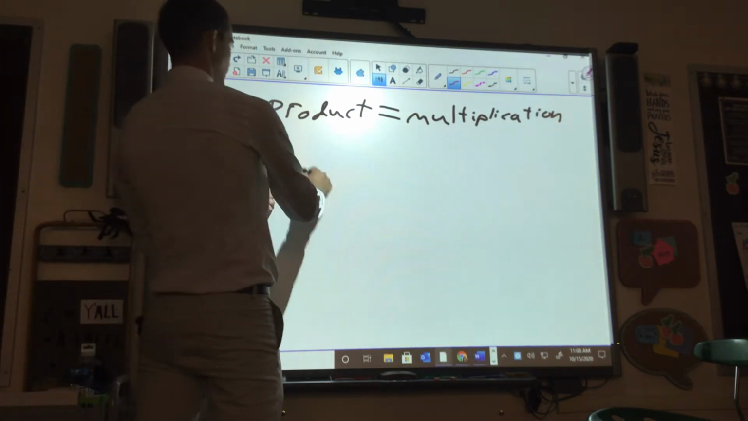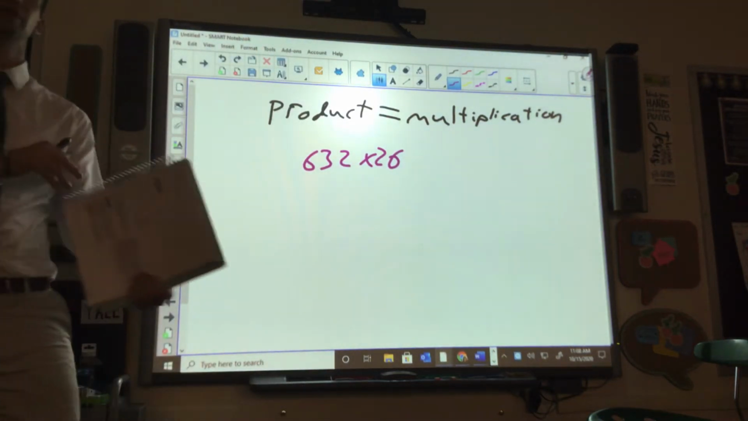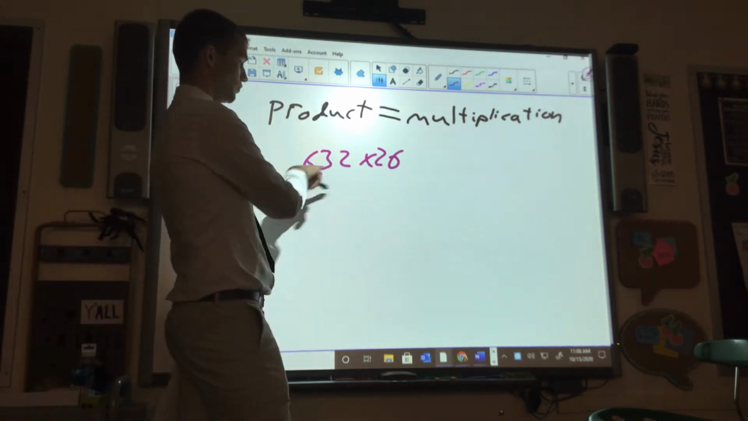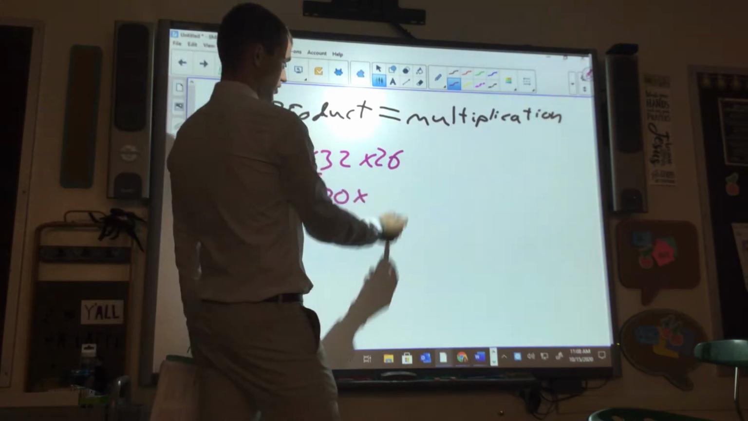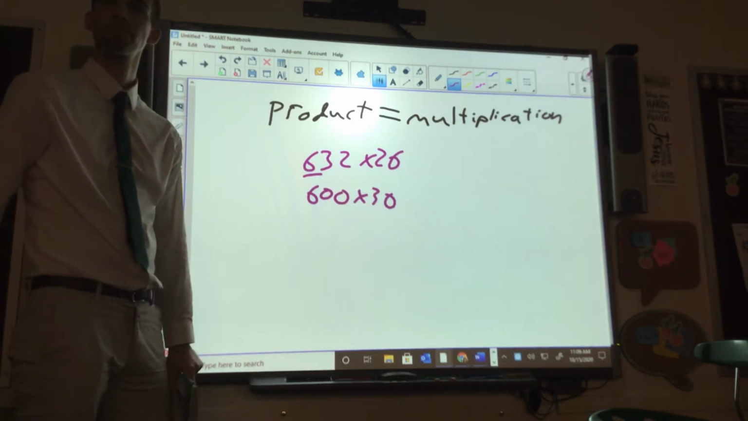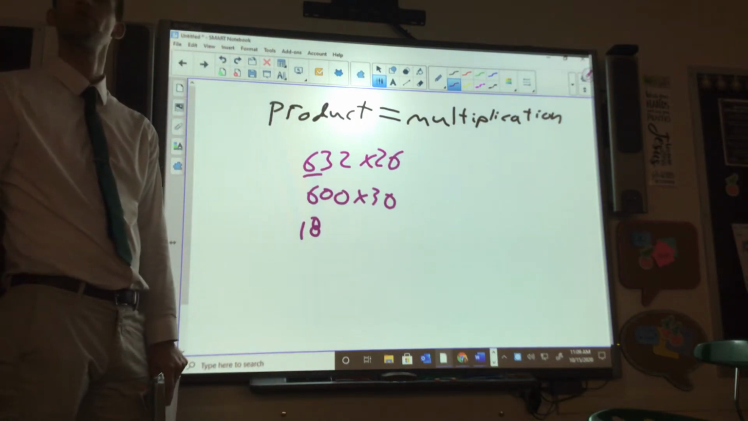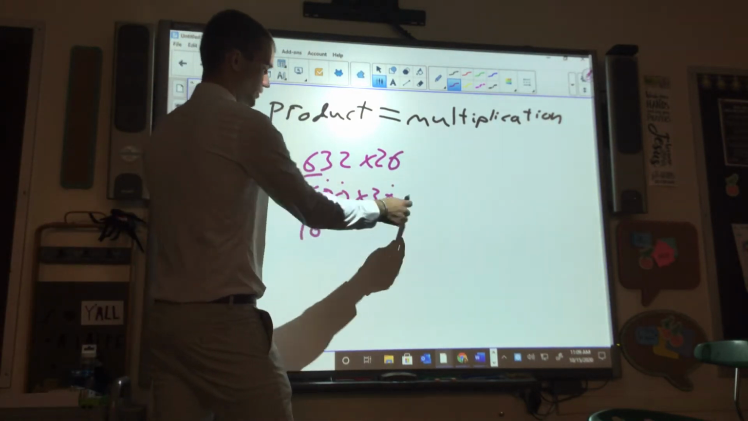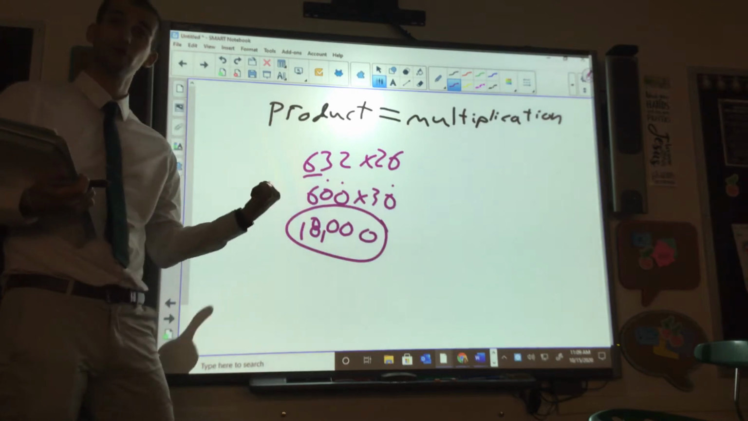So it says estimate 632 times 26. Now there's lots of ways to estimate this, but you want to be able to think, hey, this needs to be so simple I can do it in my head. So I'm gonna round to the nearest 100, 600, and I'm gonna round to the nearest 10, which is 30. 6 times 3 is 18, and how many zeros? 3. Why 3? Because you had the 2 from the 6 and 1 from the 3. And your final answer is 18,000.